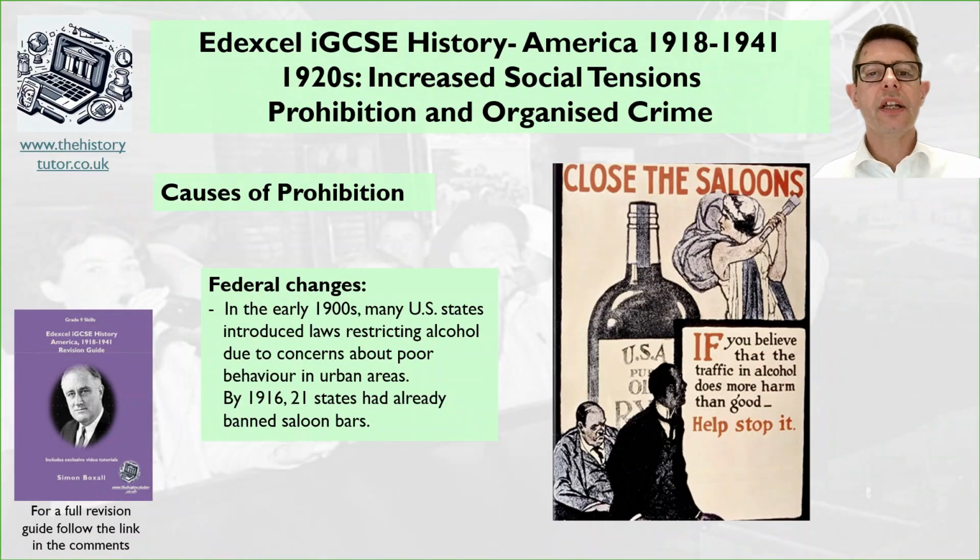Federal changes. So early 1900s, many states had brought in laws restricting alcohol due to poor behaviour in the cities. So by 1916, 21 states had already banned saloon bars anyway. So the Volstead Act and prohibition was merely extending some of the local federal laws.